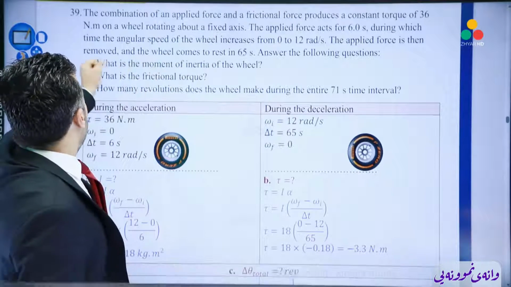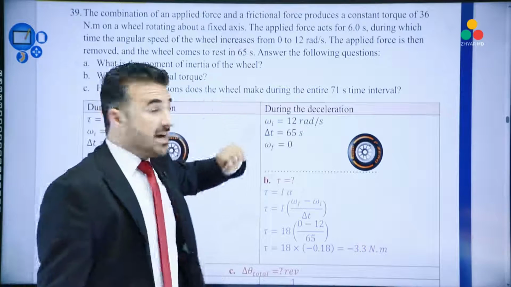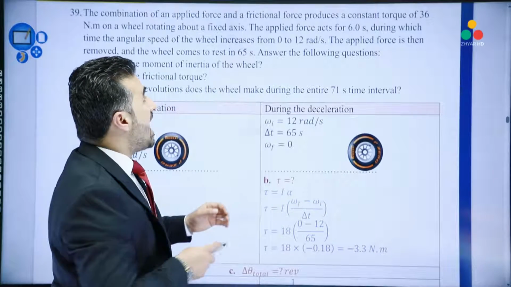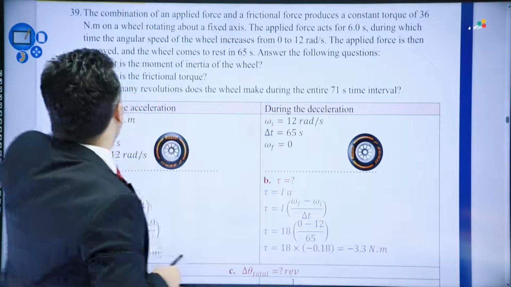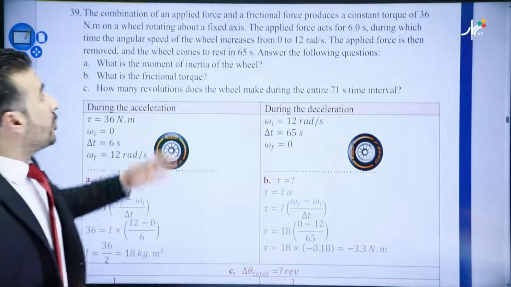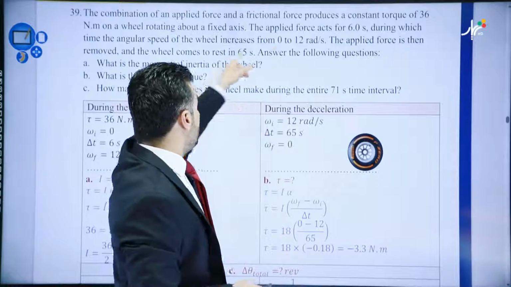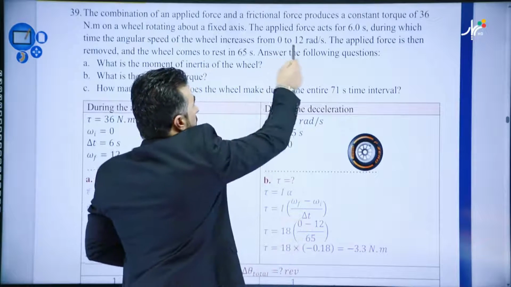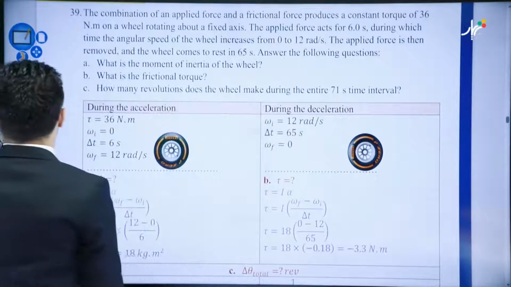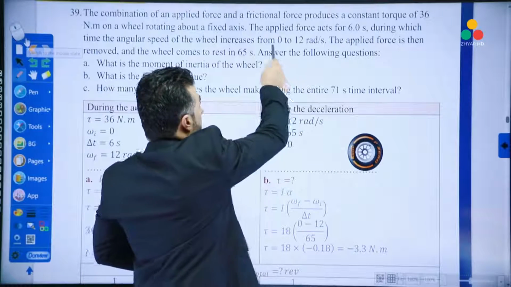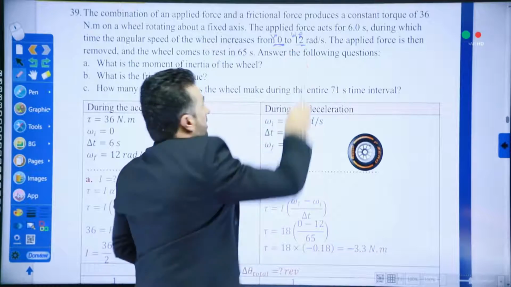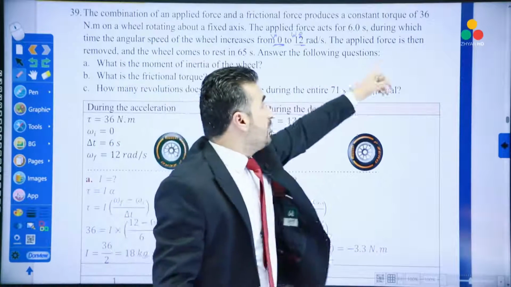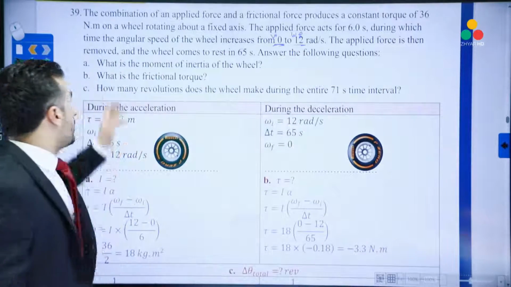Then it says, on a wheel rotating about a fixed axis, the applied force acts for 6 seconds. During that time, the angular speed of the wheel increases from what? From 0 to 12. So 0 is the initial angular speed, and 12 is omega final.